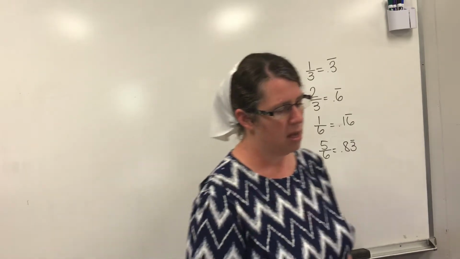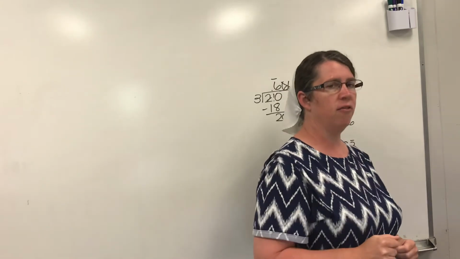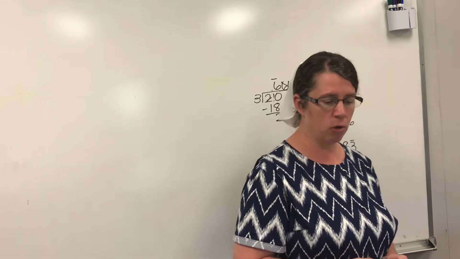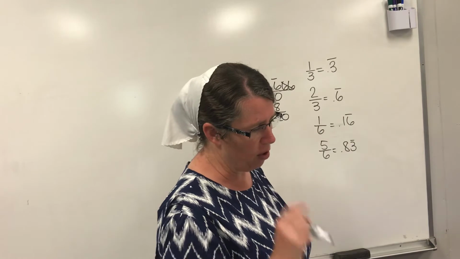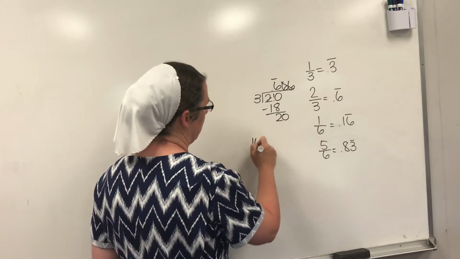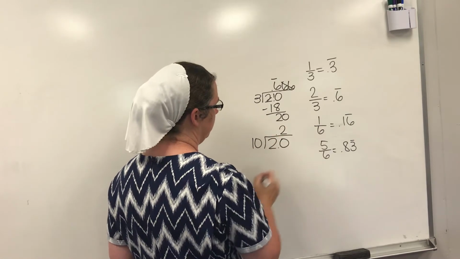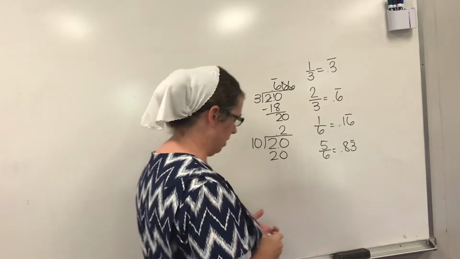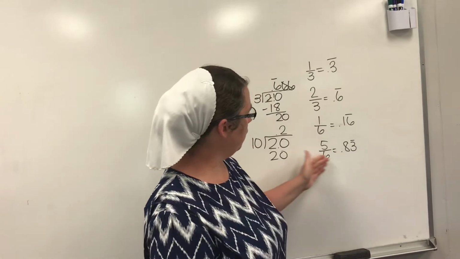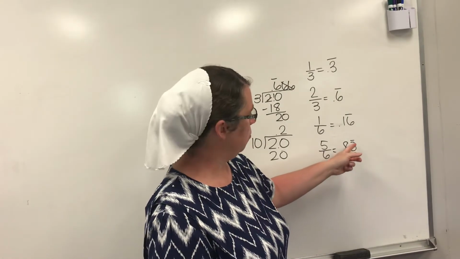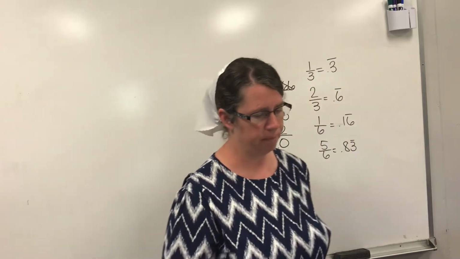Number 2, decimal equivalent for 1/2, 0.5. The decimal equivalent for 2/10. All right, we actually don't have that one on this page, so let's do it together. We're going to go 10 into 2. Well, 10 into 20 is 2. There you go. The decimal equivalent for 2/10 is 0.2. Decimal equivalent for 5/6 is 0.83, repeating. And 1/3 is 0.3, repeating.